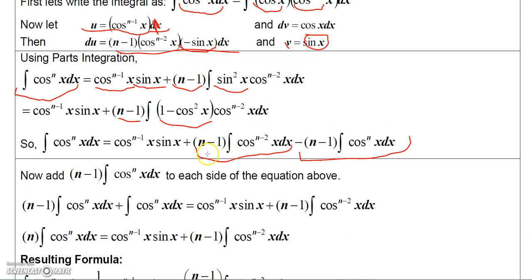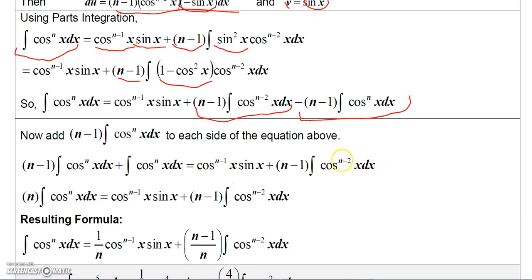Now we're going to add n minus 1 times the integral of cosine nx to both sides of this equation. So if I add it here, I get n minus 1 cosine nx dx plus this, which will give me that. And of course, if I add it over here, it's just going to cancel all that. So I end up with just the cosine n minus 1 x times sine x plus n minus 1 times the integral of cosine n minus 2 x dx.